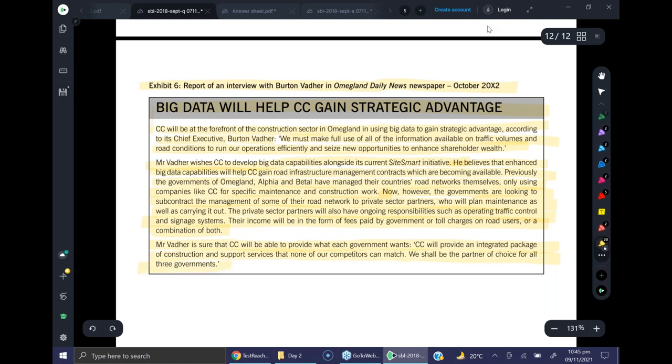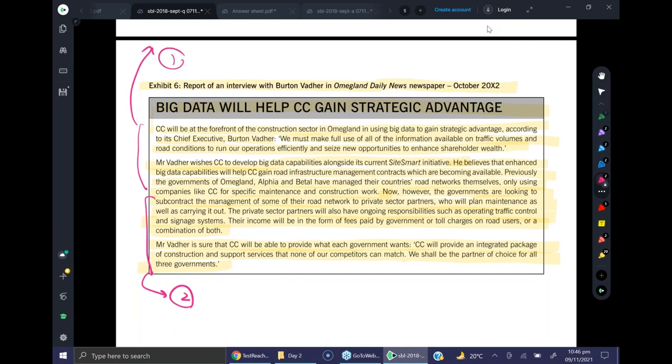So I think you can guess that this half of the exhibit is talking about big data. So one slide is about big data and the other slide is about this new opportunity they have to work with government. So these are to be discussed through slides.